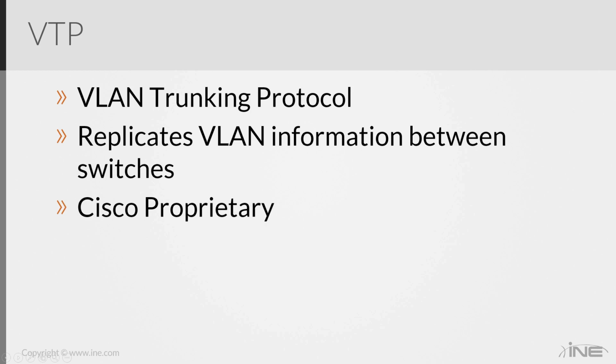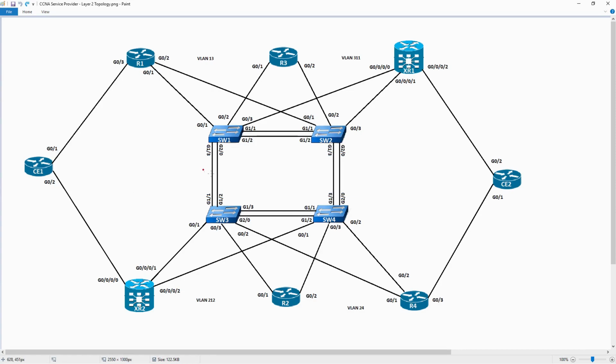It is Cisco proprietary. I don't know of any other vendor that supports VTP. I've only seen it on Cisco switches. Now, its goal is, when you create a VLAN, and we pull up our topology here, when you create a VLAN on switch 1, any other switches that are in the same VTP domain, which we'll talk about momentarily, will have that information propagated to them, to any other switch that's willing to accept it.